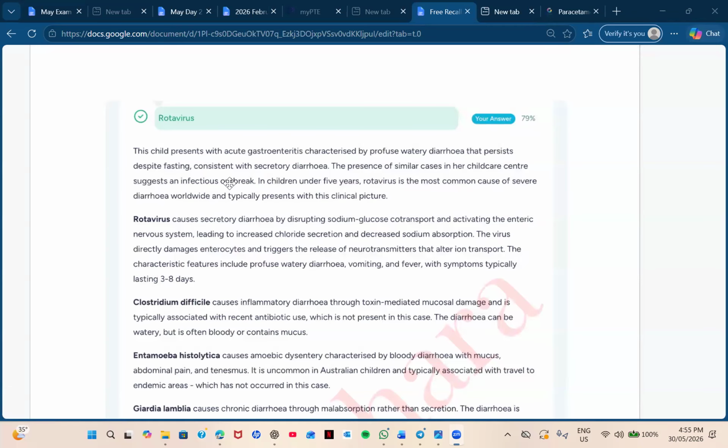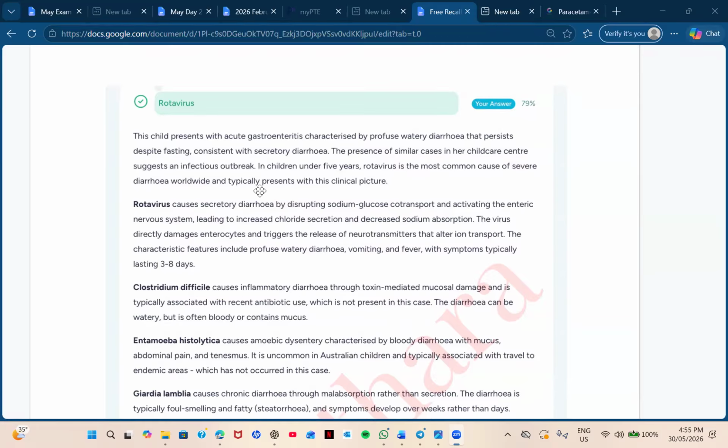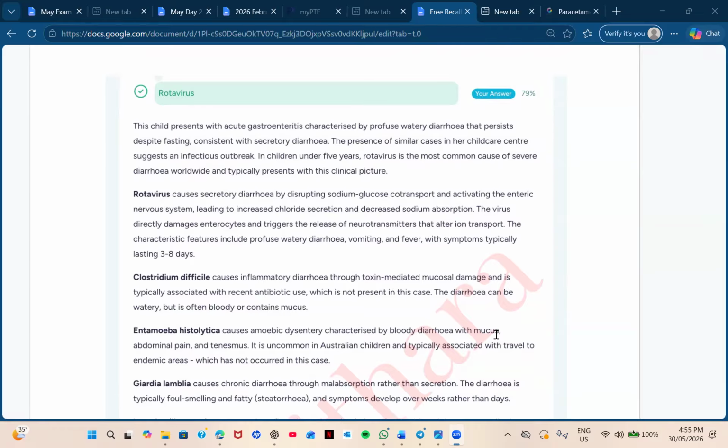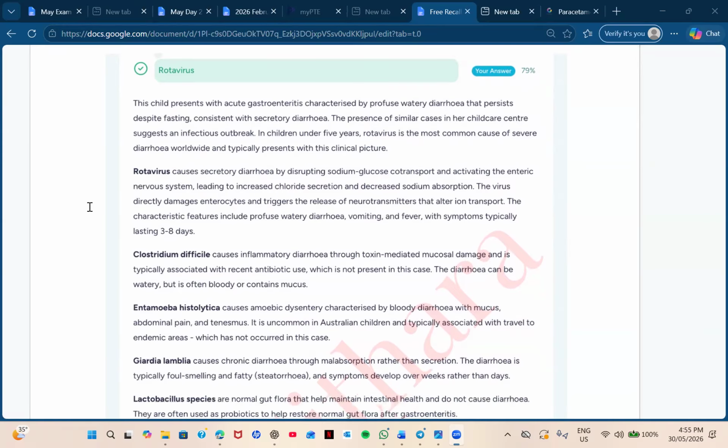Why? The child presents with acute gastroenteritis characterized by profuse watery diarrhea that persisted despite fasting, consistent with secretory diarrhea. The presence of similar cases in her child care center suggests an infectious outbreak. In children under 5 years, rotavirus is the most common cause of severe diarrhea worldwide and typically presents like this. The characteristic features include profuse watery diarrhea, vomiting, and fever, with symptoms typically lasting 3 to 8 days.